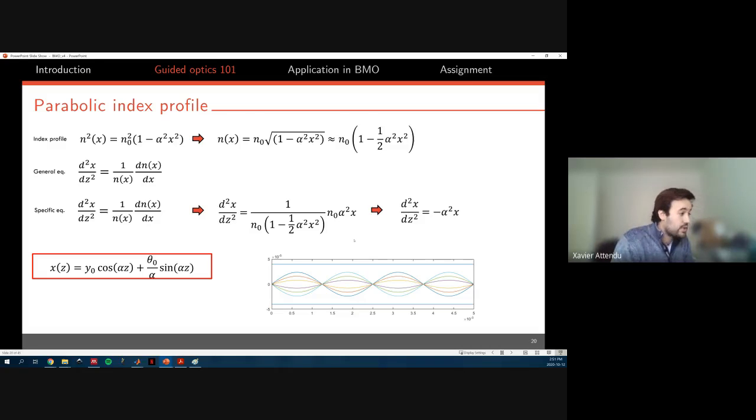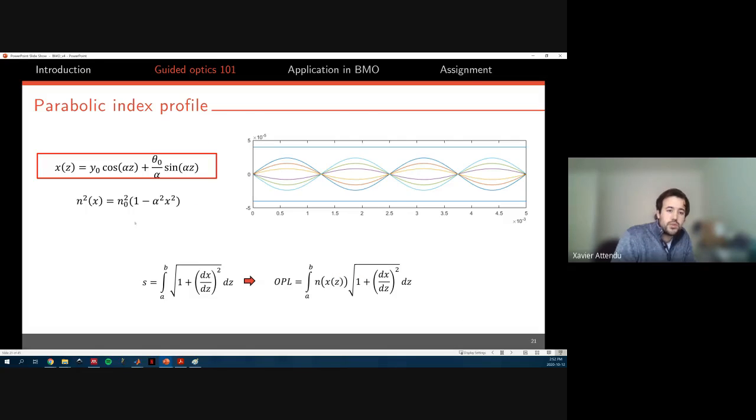Now, what's very interesting about this particular path is the parabolic index profile. If you calculate the optical path through here, the length of any function.